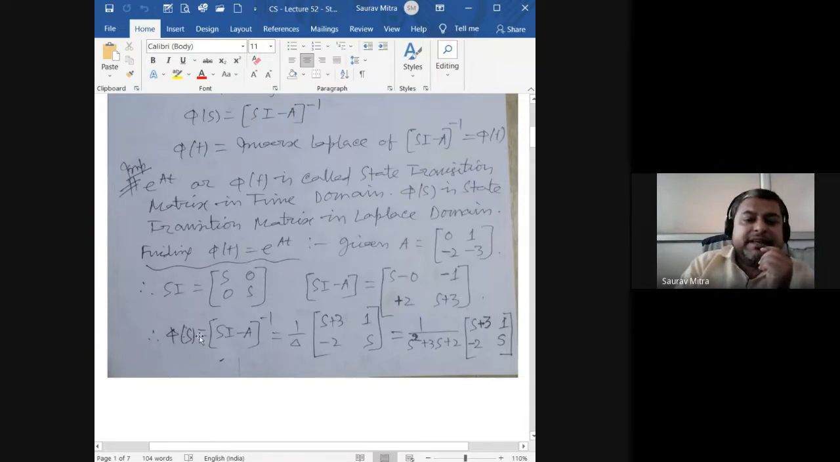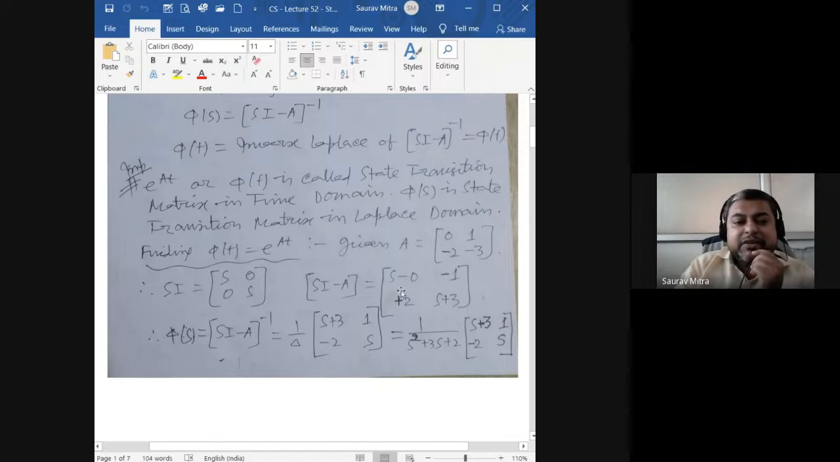Then phi s is equal to sI minus A inverse, which is 1 upon delta times the adjoint, with all the cofactor work. For a second order system, we interchange the position on the main diagonal, so s plus 3 comes up and s goes below, and on the other diagonal we just change the sign. So minus 1 becomes 1 and plus 2 becomes minus 2. So this is phi s, which is 1 upon delta times s plus 3, 1, minus 2, s.